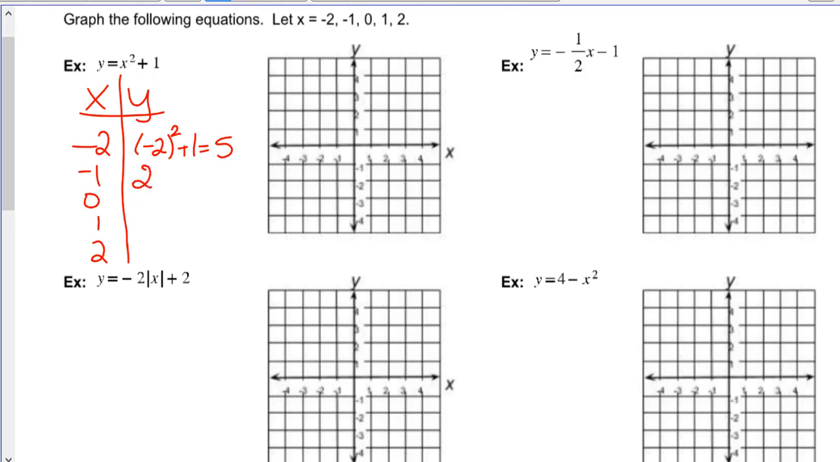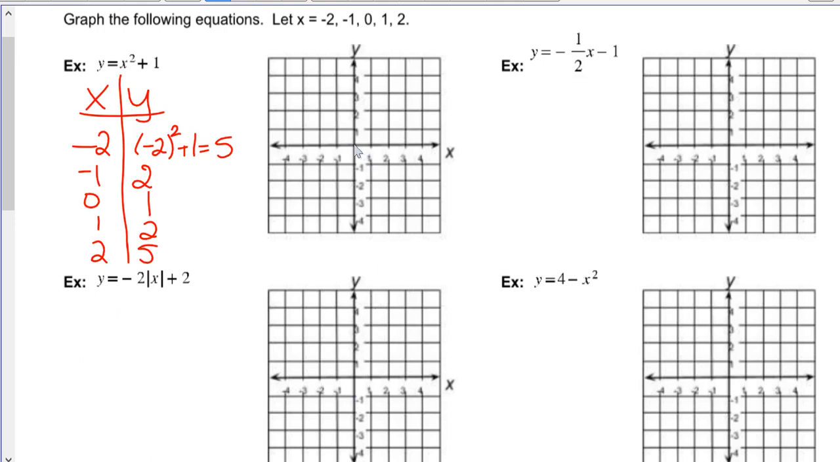So a lot of times you can do it in your memory, or you can write it out like this. 0 squared is 0, plus 1 is 1. 1 squared is 1, plus 1 is 2. And 2 squared is 4, plus 1 is 5. So notice here, we get kind of some common numbers there.